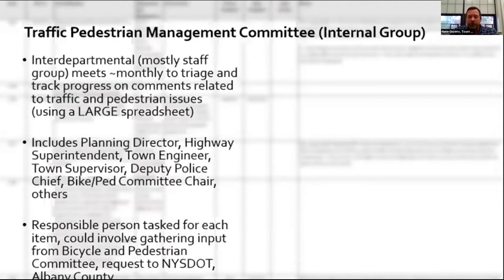And it's often the case that we can address some of these items or start planning for these items on the list. But sometimes we need to contact other agencies, whether it's NYSDOT or the county, to consult them on items as well. And a lot of the major roadways in town are state roadways, and that's likely the case for other municipalities in the region.